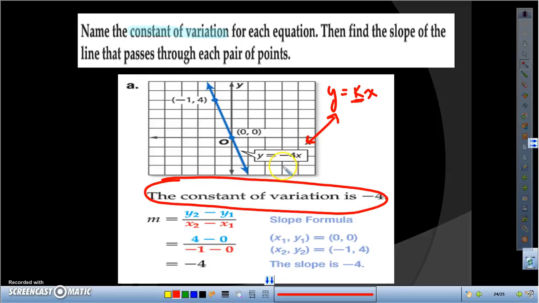The second part of this said to find the slope between the two points on the line. I would take my points and label them x1, y1, x2, y2, and plug them into the slope formula and find the slope. The constant of variation is -4. Plug in your values here and find that the slope is also -4.